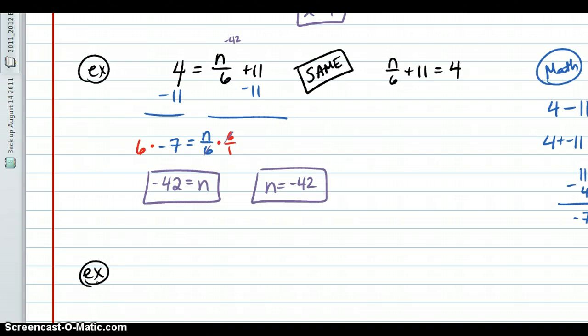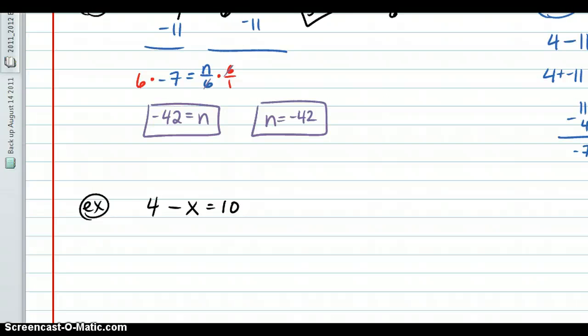What about something like this? 4 minus x equals 10. It looks simple, but please be very careful. Don't tell me that x is going to equal 14 or negative 14 or something like that. We need to work through it and prove that it does not in fact equal either of those values.